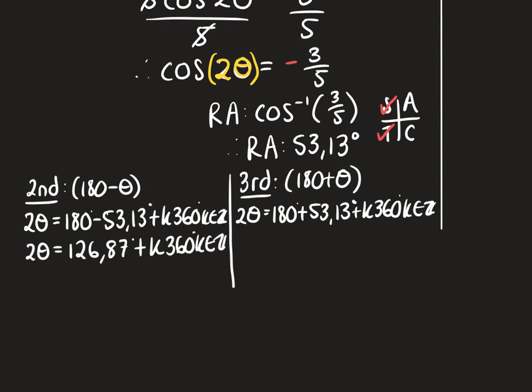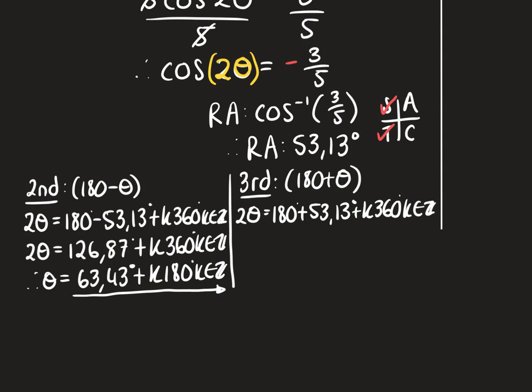Okay. And then we're going to divide everything by 2. So now we've got theta is equal to 63.43. A lot of people forget this, and they forget to actually also divide the K360 by 2. Okay, so if you're dividing everything by 2, everything in that equation needs to be divided by 2. And that is my general solution, guys, for the second quadrant.